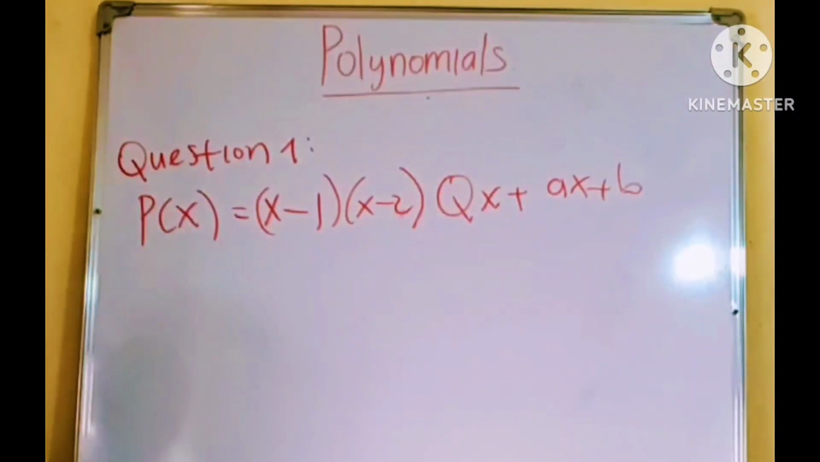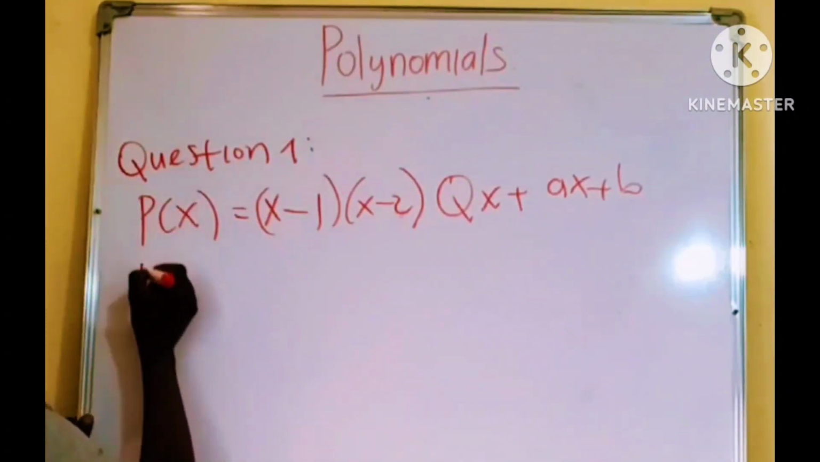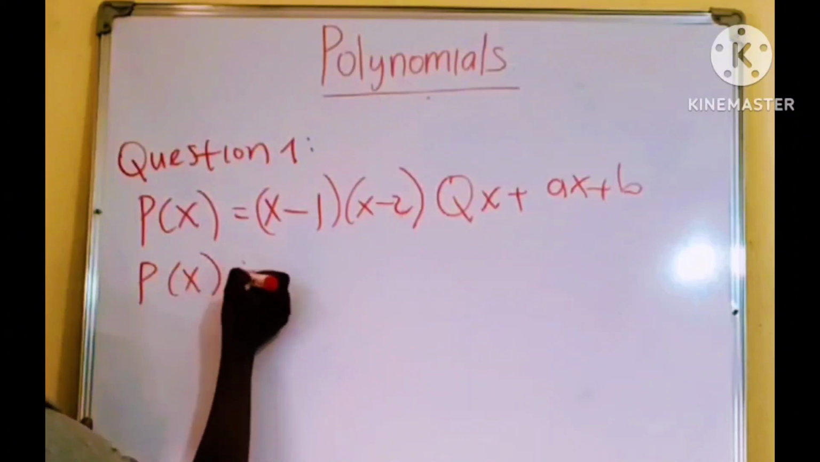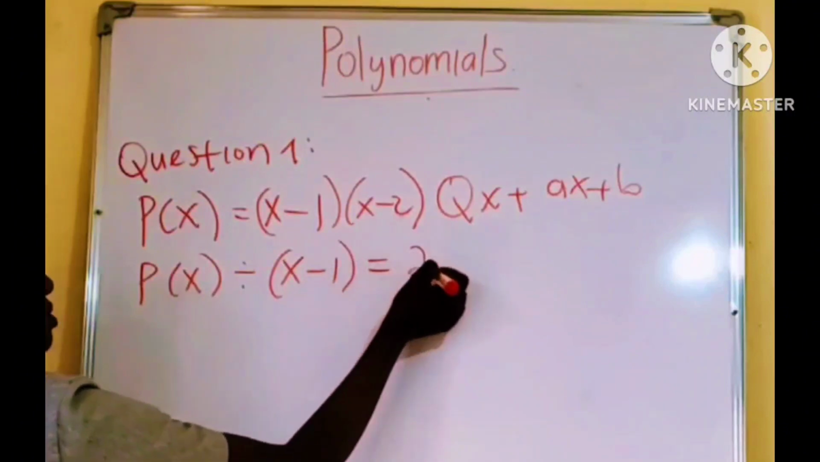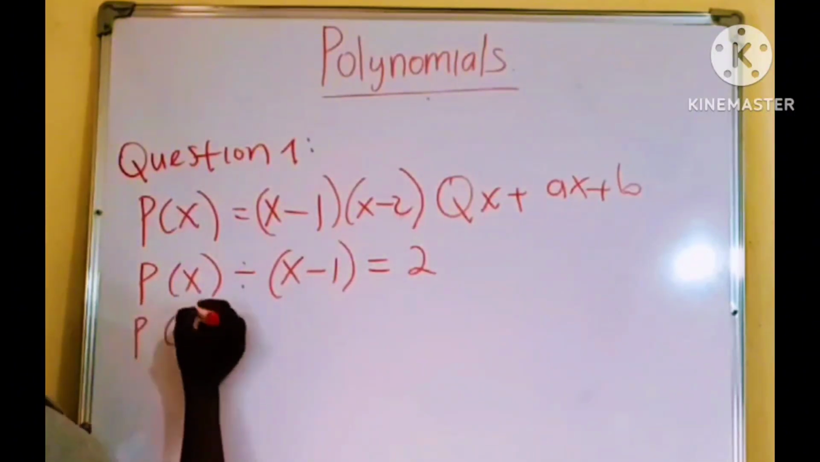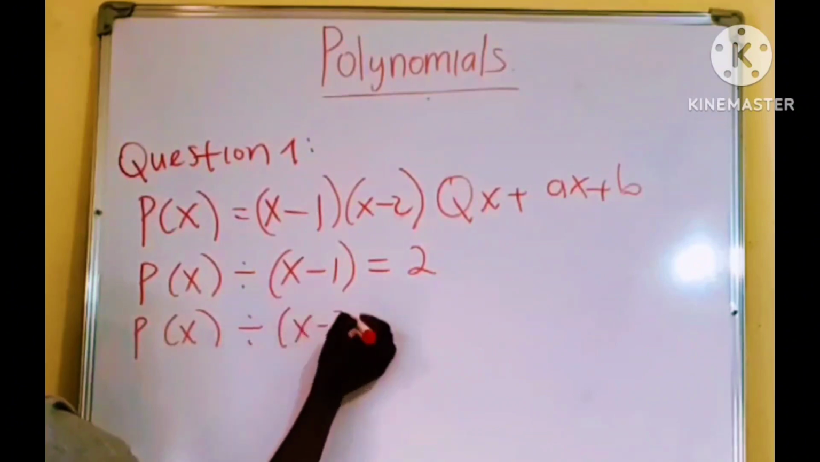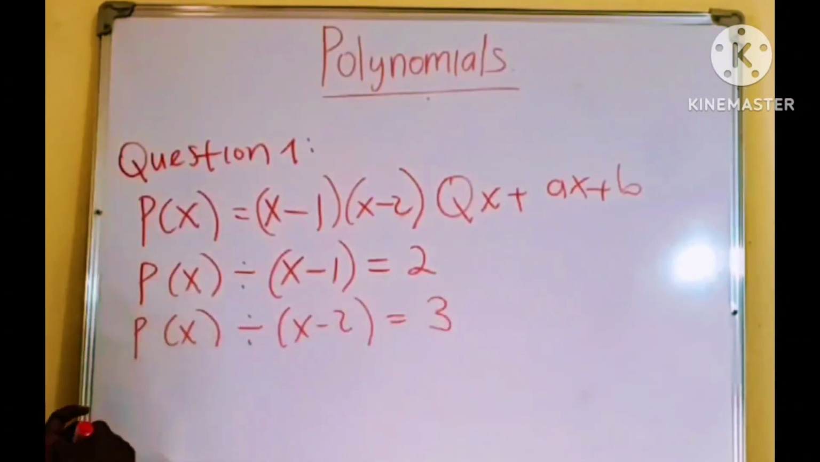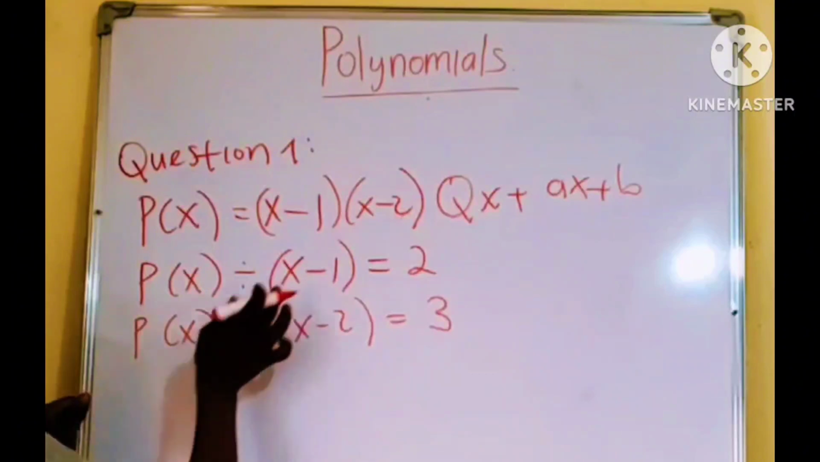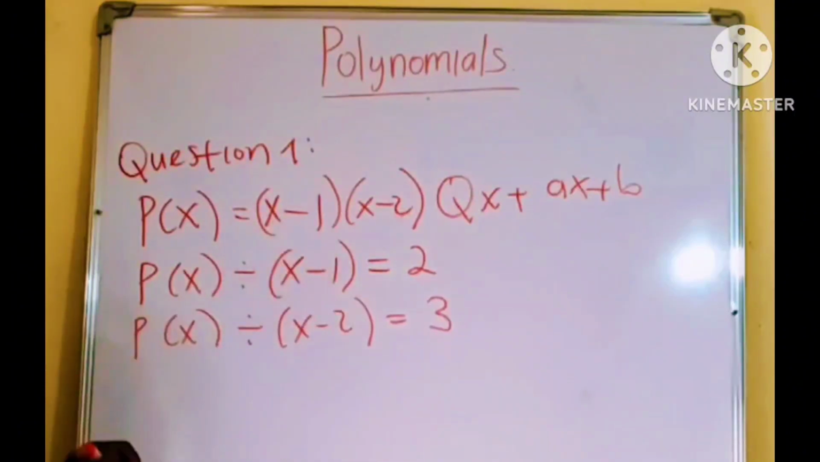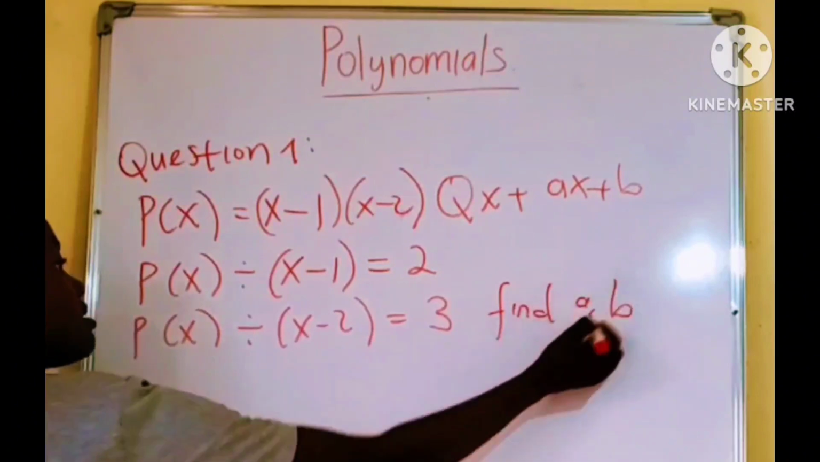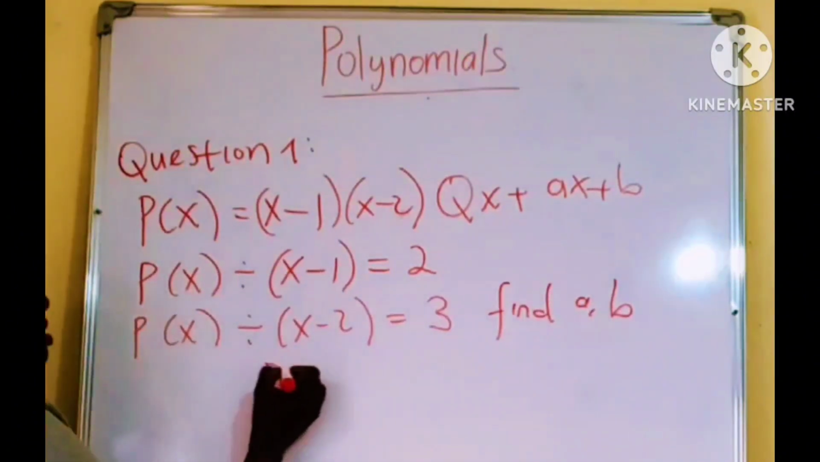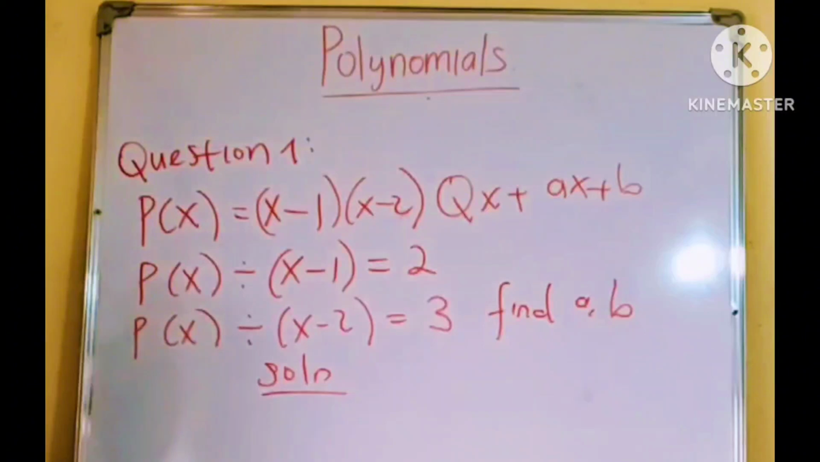Now the question says that when p of x is divided by x minus 1, it leaves a remainder of 2. When p of x is divided by x minus 2, it leaves a remainder of 3. And when p of x is divided by x minus 1 into x minus 2, it leaves a remainder of ax plus b. And in the first question, we are asked to find a and b. So for us to find a and b, what do we do?